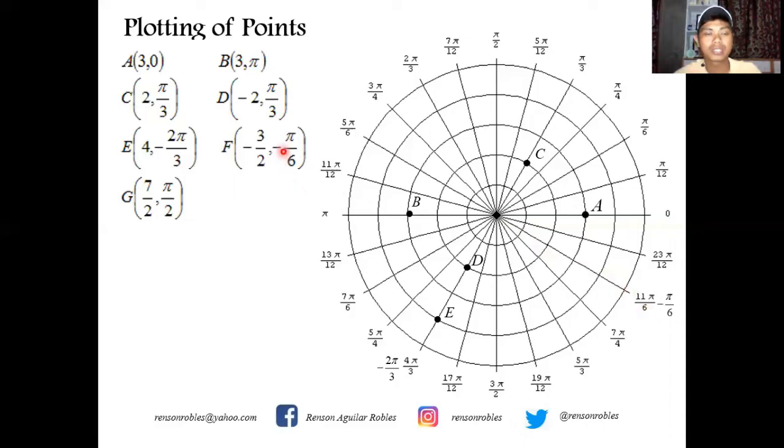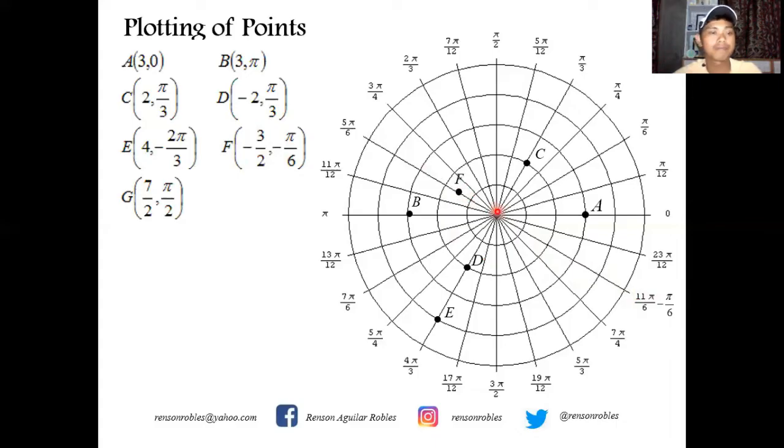However, the radius vector is negative. From 11 pi over 6 or negative pi over 6, you trace it on the opposite side. So it will be plotted against the 5 pi over 6 angle. So that's negative 3 halves, that's negative 1.5. So you can find your point F here.